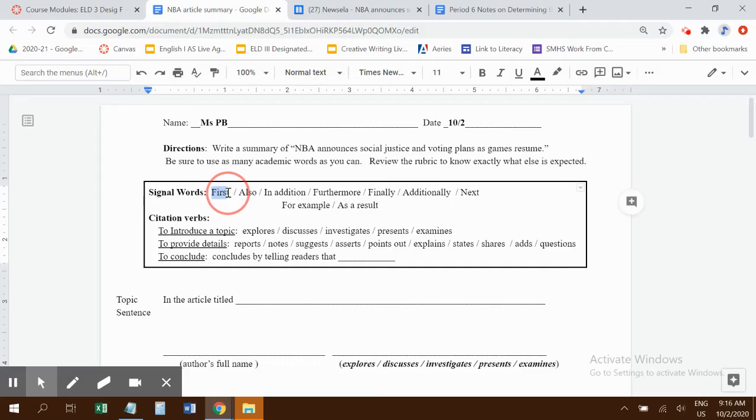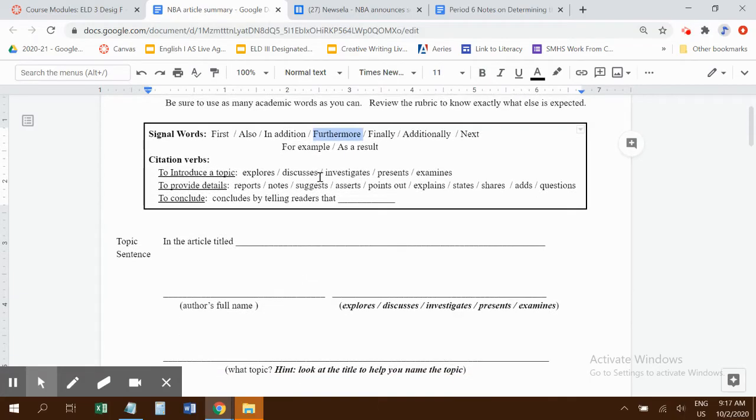This is a sequence word, right? And then you have some cause and effect words. For example, as a result, furthermore, etc. So again, we will do this together, but these words are here to help us use academic language.